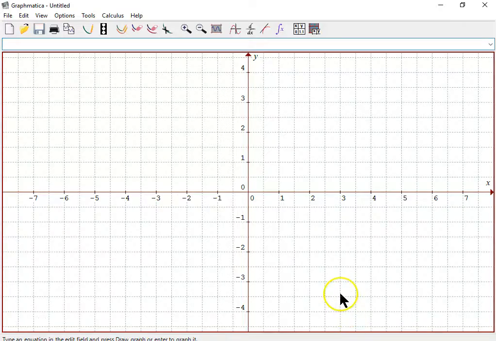this for free at Graphmatica.com, or if you have another graphing application you use on your computer, that's okay too, but you want to be able to show graphs, print them off, and turn them in. So that's what we're looking for here. So I'm going to graph this one.